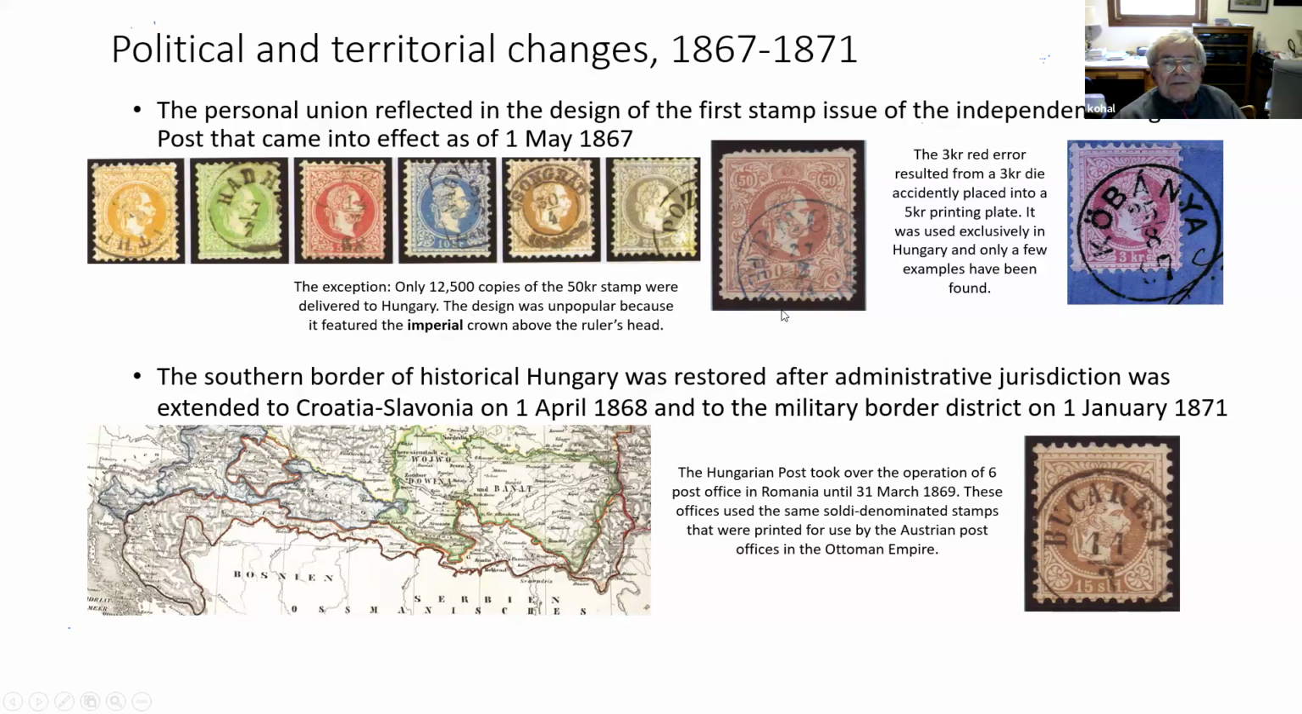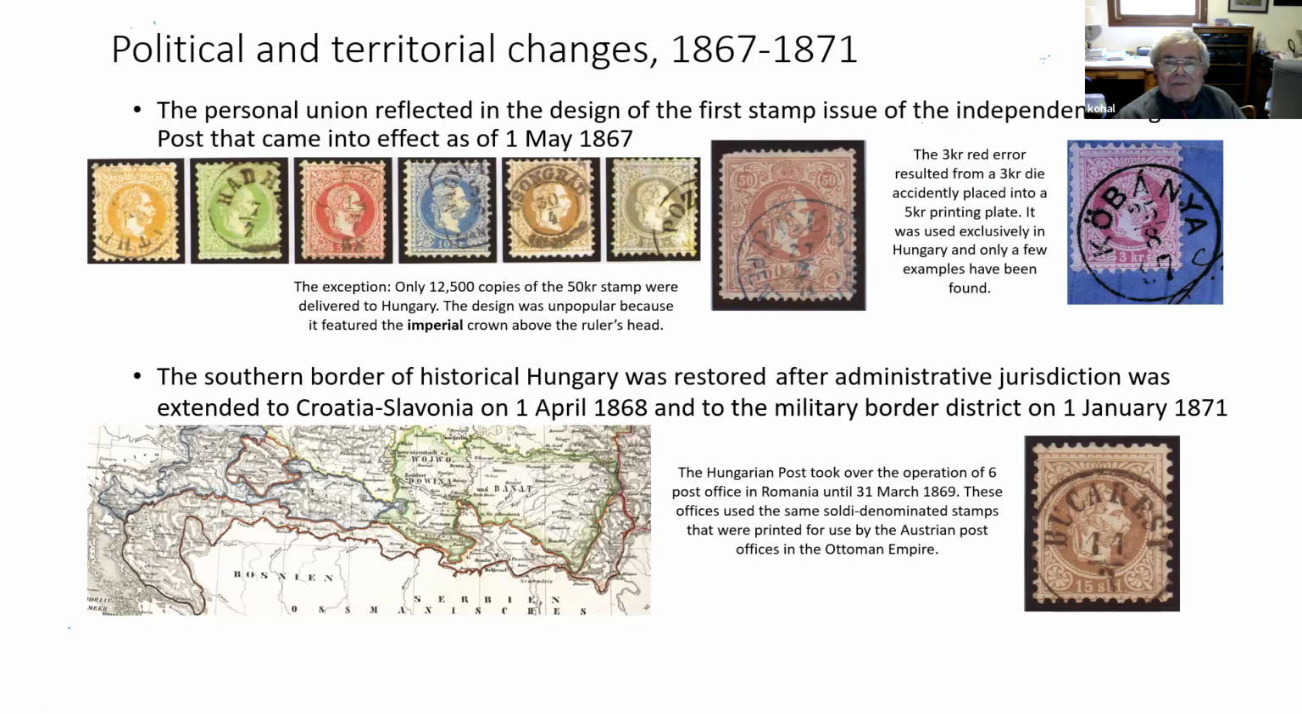But this design was not necessarily approved by the Hungarian Post, even though the Post ordered some of these stamps to be used mostly when money orders were instituted by the Post because they needed a higher value stamp. It turns out this stamp showed the emperor's portrait with the imperial crown. It was rather unpopular. Only 12,500 copies happened to have been delivered to Hungary, and examples of this stamp used in Hungary are scarce.